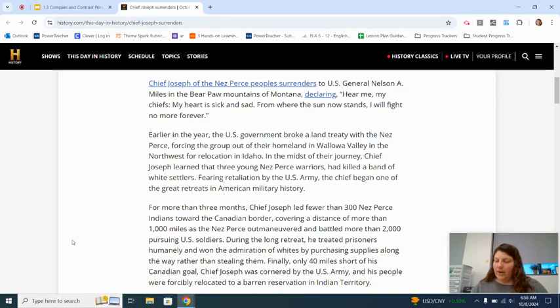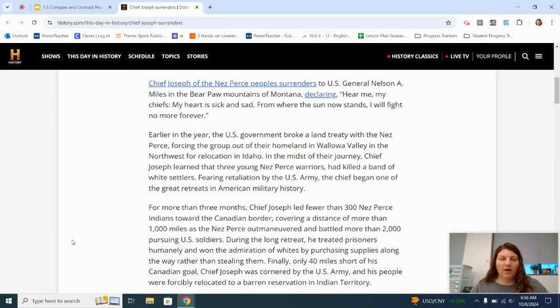As they were relocating, Chief Joseph learned that 3 young Nez Perce warriors had killed white settlers and began a retreat. Because they were afraid that the U.S. Army would retaliate, fight back because of the white settlers being killed, Chief Joseph and the Nez Perce people fled toward Canada to seek refuge.